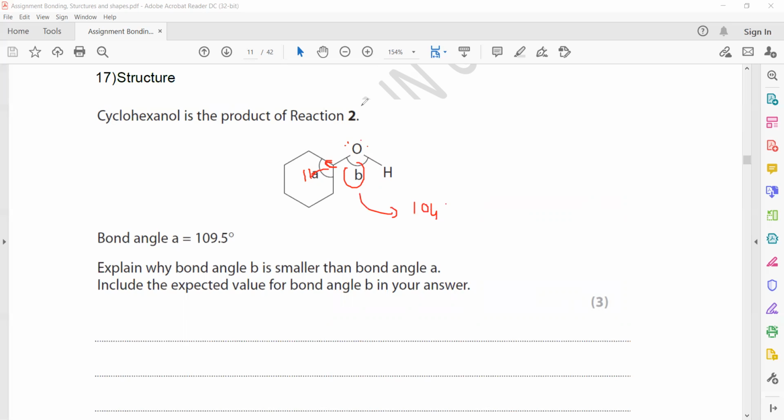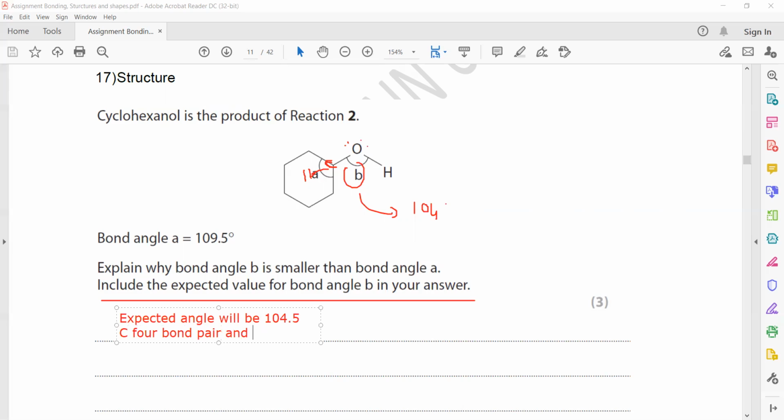So this bond angle will be 104. So how do we write the answer? The expected angle will be 104.5, or 104 you can say, because carbon does not have any lone pair, whereas oxygen contains two bond pairs and two lone pairs.